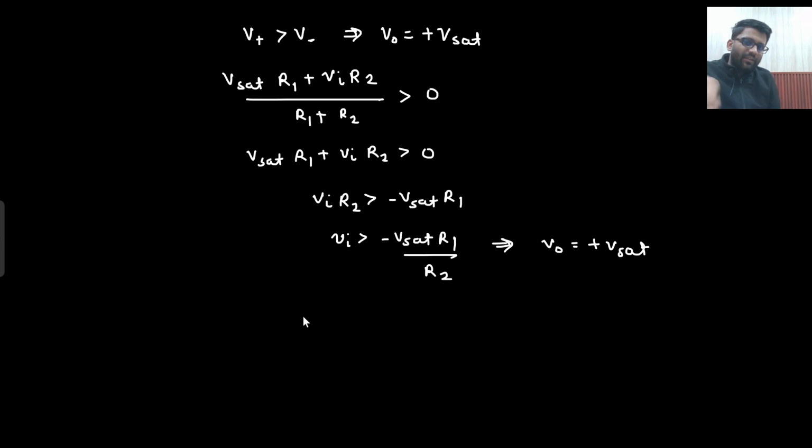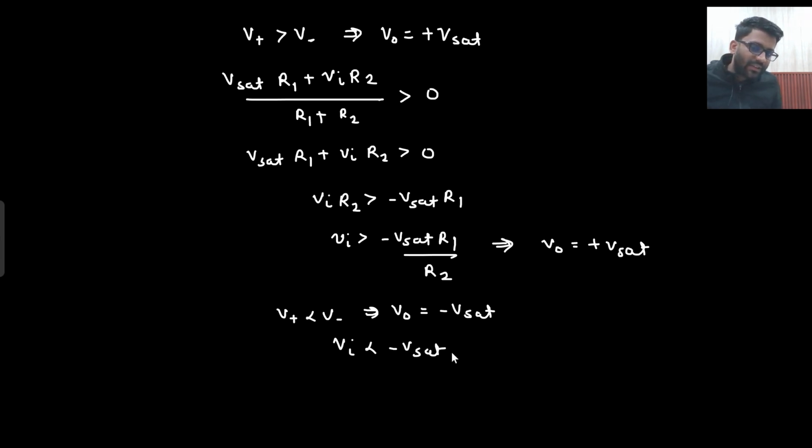And if I invert the sign, that V positive is less than V negative, then what will be your output? Output will be minus Vset. So if I have just changed the sign, then what will be the condition? That V in is less than minus Vset into R1 by R2. I will do the same calculation. This arrow will change, right? Greater than will become lesser than, nothing else.